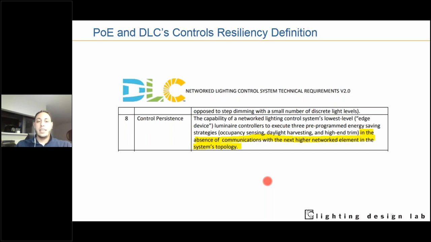And it's an interesting conversation because PoE lighting only uses the one wire, whereas network lighting controls traditionally have separate wires for power, and if it's a wired system, a separate wire for data, or wireless communication to the overall system. Because PoE lighting just has this one wire for power and data, if you remove the wire, it doesn't just remove the communication, it removes the power to the fixture. So that's why, when we talk with the DLC, they tell us PoE lighting does not have control persistence with the current definition of control persistence.